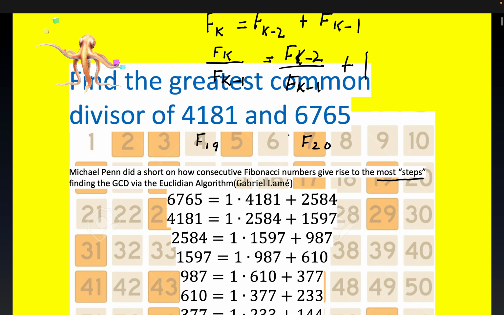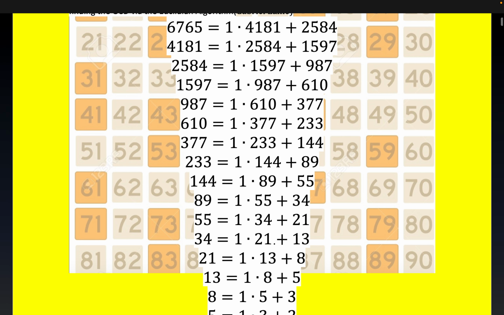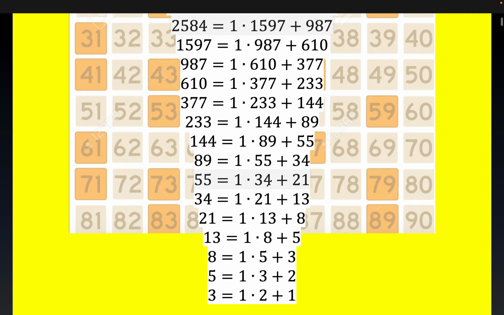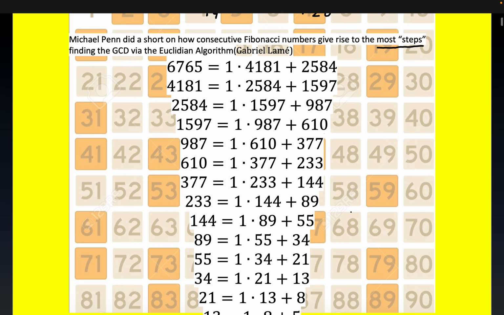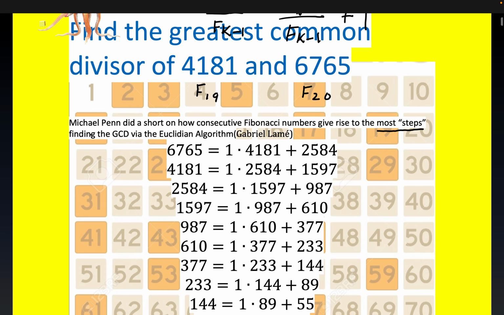Okay, you take the first two, this is f sub 20, f sub 19, you get this. Now notice, if you go down far enough, you'll recognize you just get nothing but the Fibonacci numbers. And so it's not that surprising when Dr.